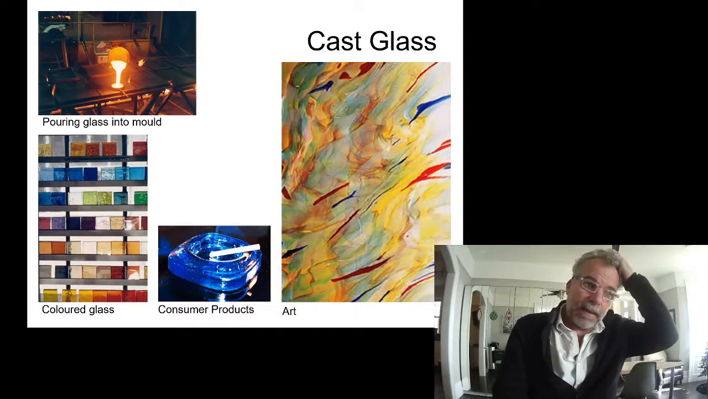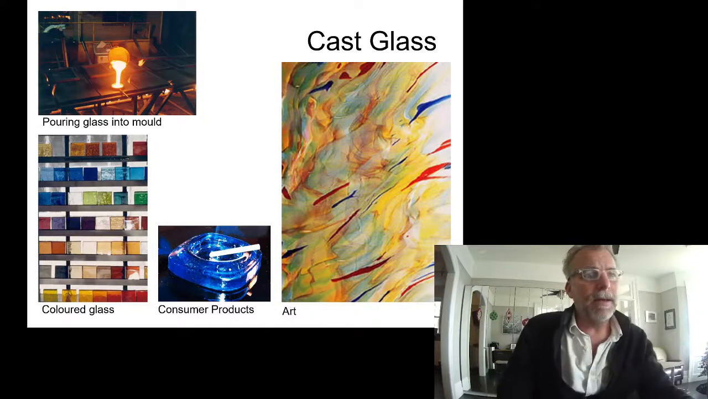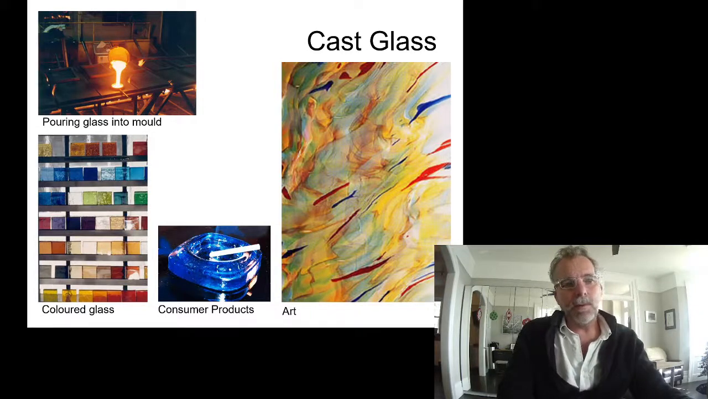Cast glass is exactly what you would expect. You heat it up to liquid, pour it in a mold.